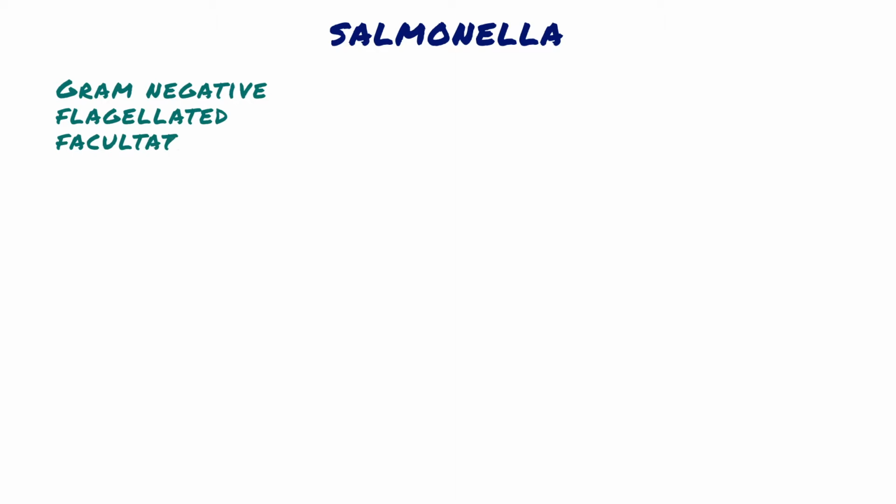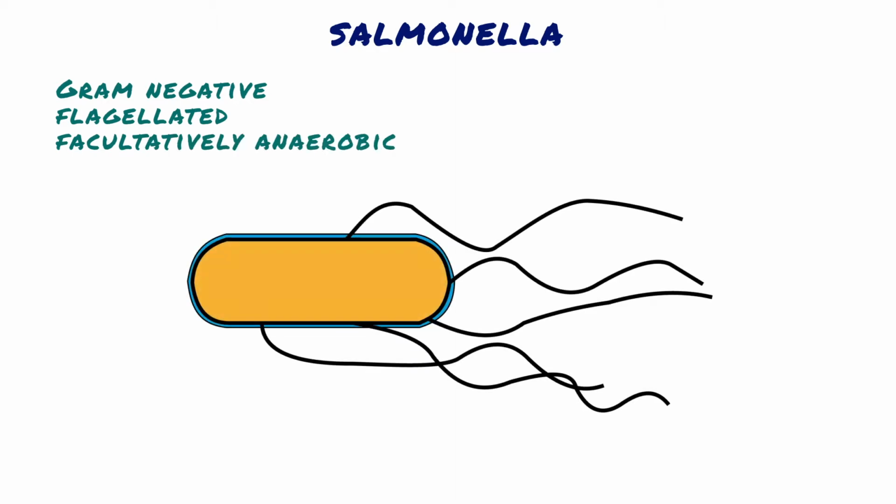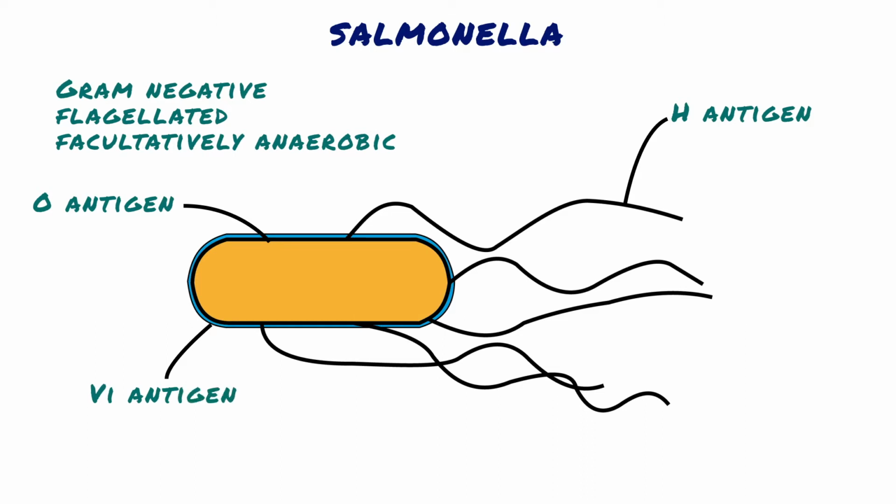Salmonella. Salmonella are gram-negative, flagellated, facultatively anaerobic bacilli possessing three major antigens: H or flagellar antigen, O or somatic antigen, and V antigen. O antigens occur on the surface of the outer membrane and are determined by specific sugar sequences on the cell surface. V antigen is a polysaccharide capsule that surrounds the O antigen, thus protecting the bacteria from antibody attack on the O antigen.